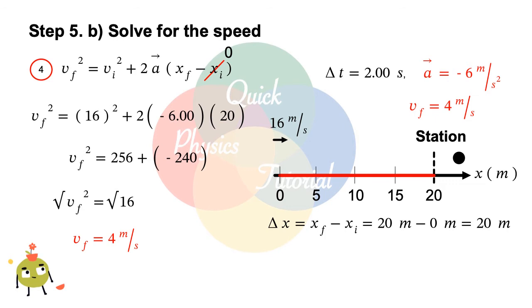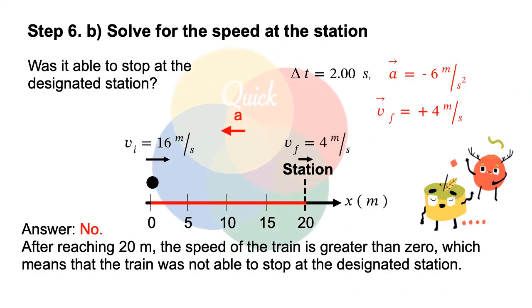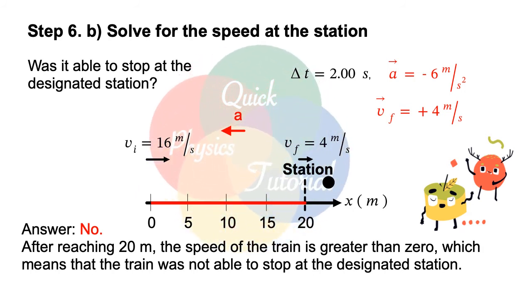meters per second. Since the final speed is 4 meters per second, greater than 0, this means that the train was not able to stop at the designated station. The train just passed the station at a speed of 4 meters per second.